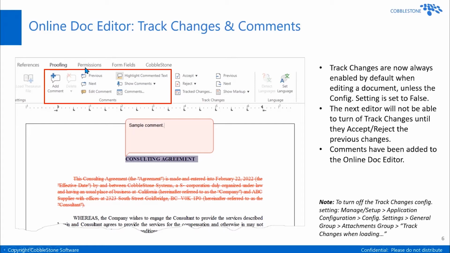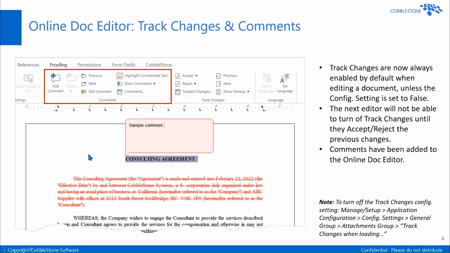You had to go to proofing and then turn on your track changes every time. So now we added this feature where it's going to be on by default. Red lines are going to be on whenever you come here. Like I said, there is a config setting for it, so if you want to turn that feature off, you could, but it's definitely best practice to keep it on.